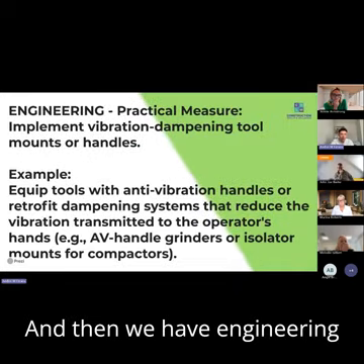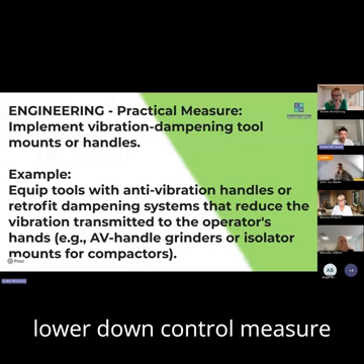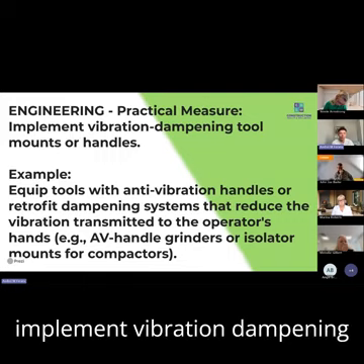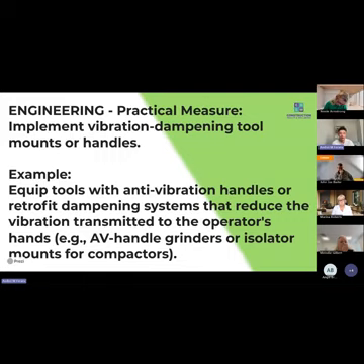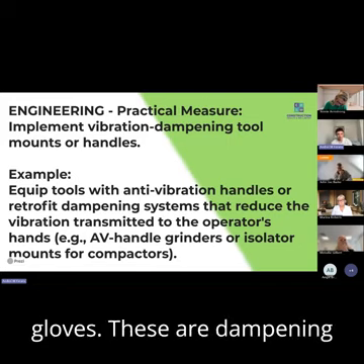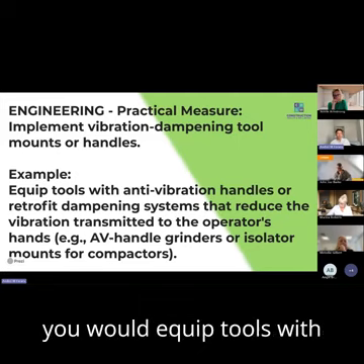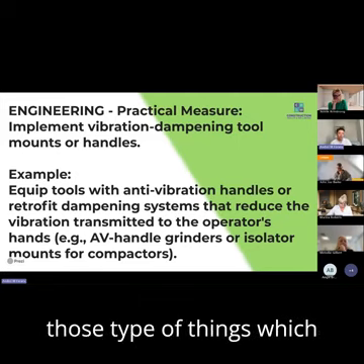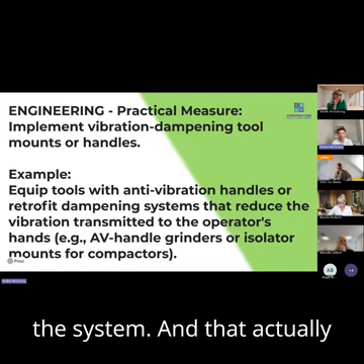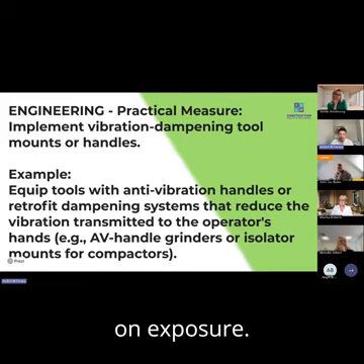And then we have engineering controls. That's the next lower down control measure that you could take. So implement vibration dampening tool mounts or handles. So these are not anti-vibration gloves. These are dampening tool mounts or handles. So you would equip tools with those type of things which you can actually retrofit on the system, and that actually has a very positive impact on exposure.